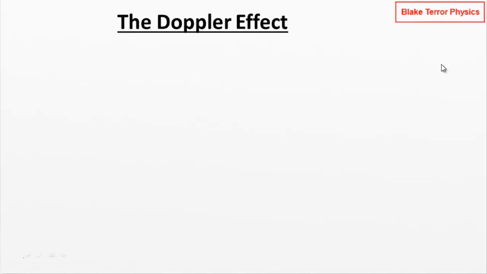Hello, in this video I'm going to run through the basics of the Doppler effect. So this is the change in the apparent wavelength of a wave due to the motion of the source of that wave relative to the observer of the wave. And this was first set out by Christian Doppler in the 19th century, in 1842.